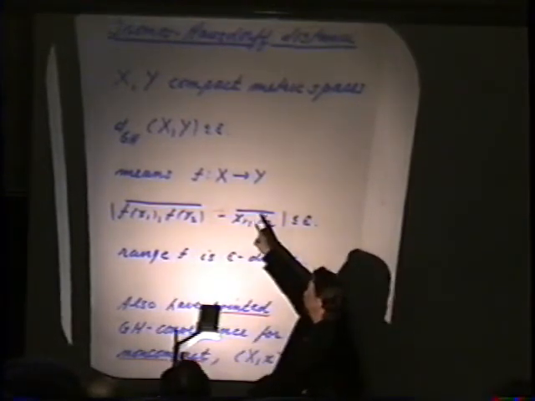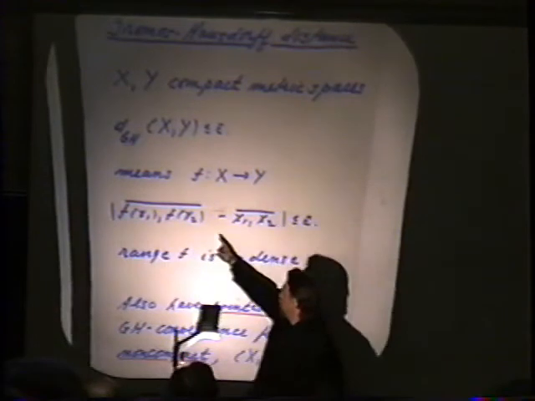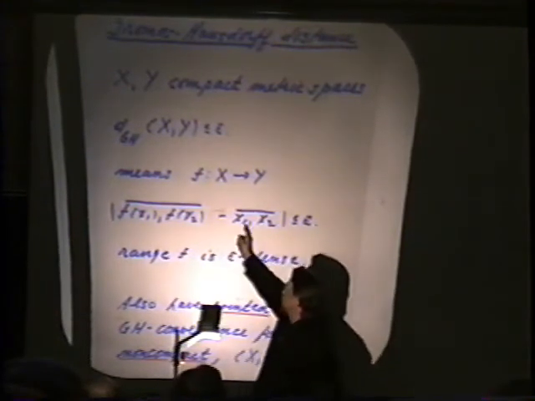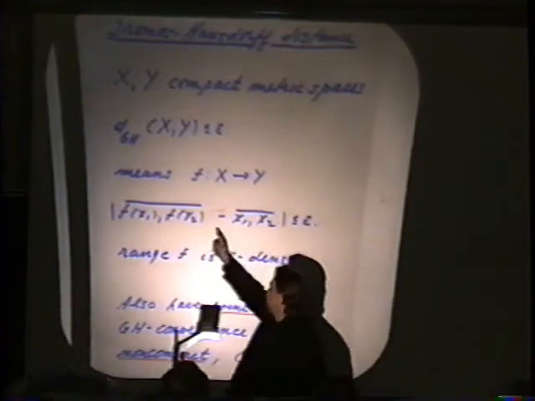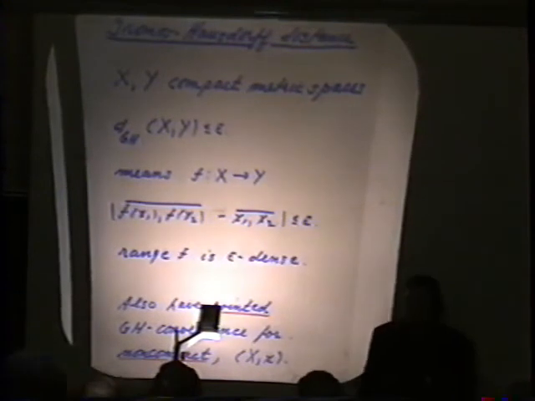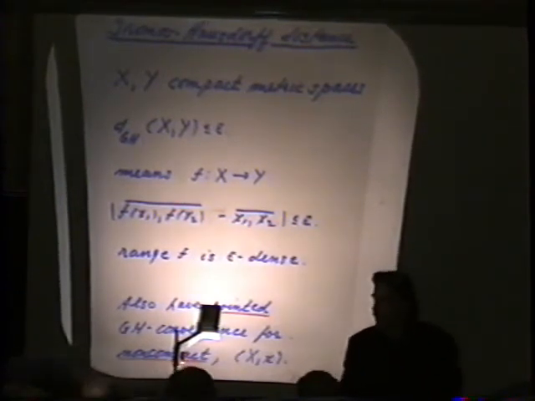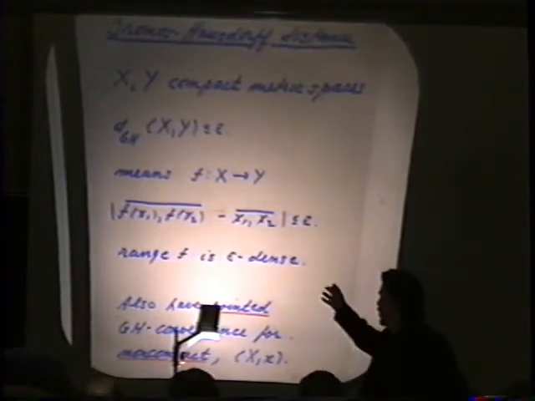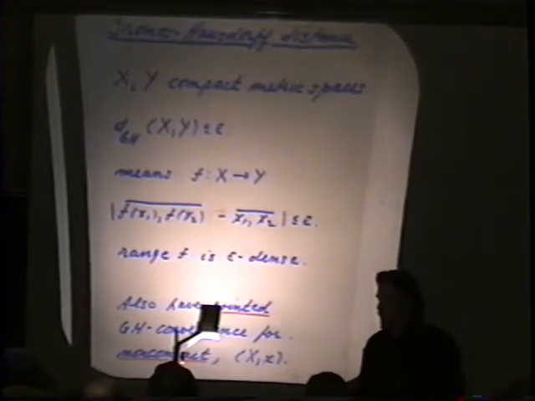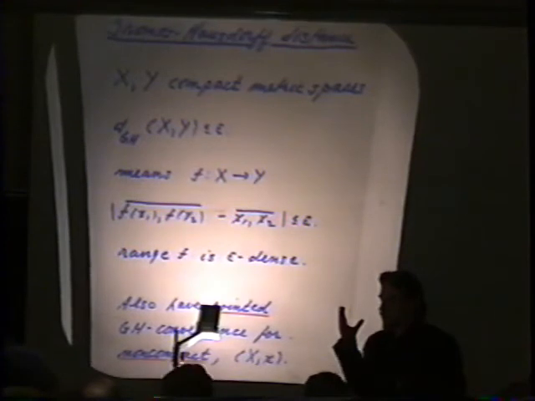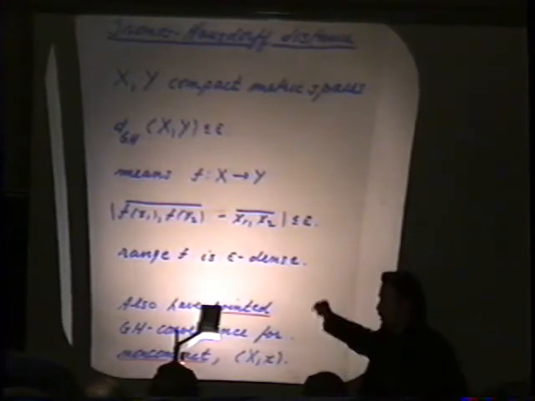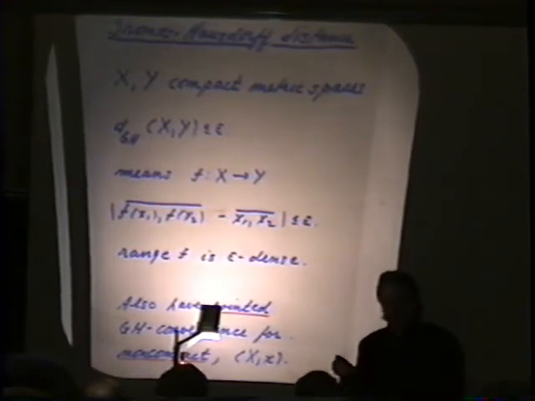Say I have a map from x to y which almost preserves the distances. The distances between points and their images is negligibly small. Well, negligible meaning epsilon is how negligible, right? Now this map is not continuous, and moreover, the range is epsilon dense. So when I say it this way, it appears to be asymmetrical. But this is a convenient way of thinking about it.